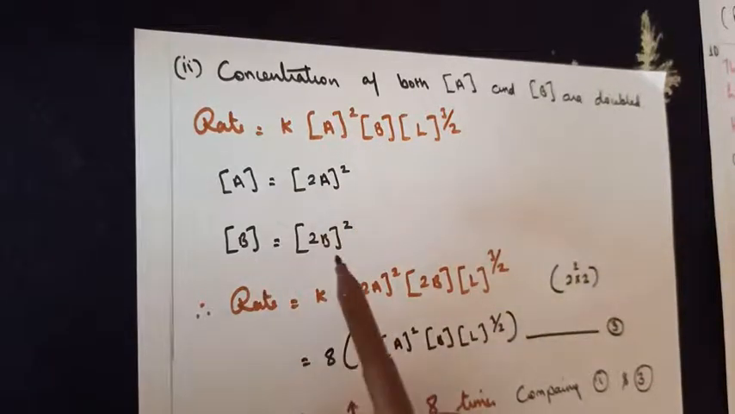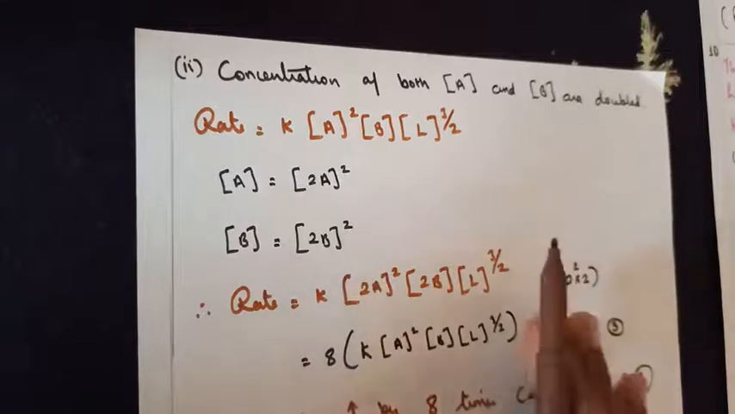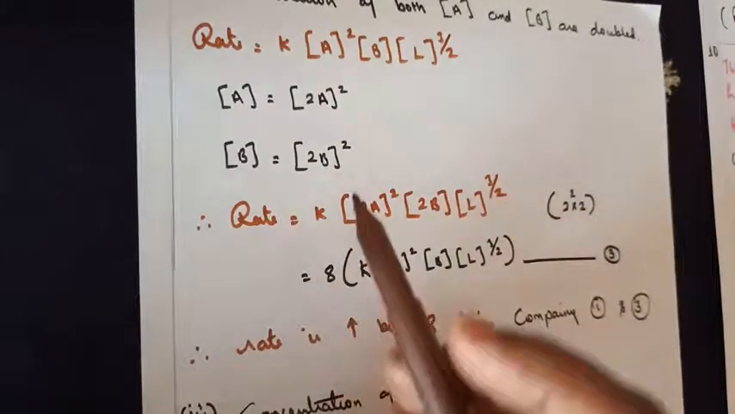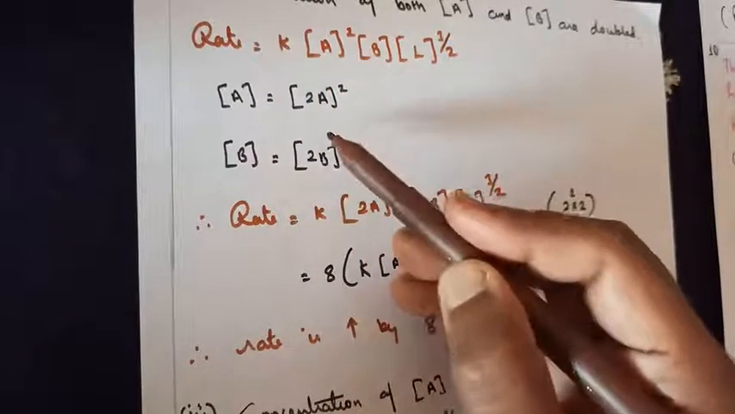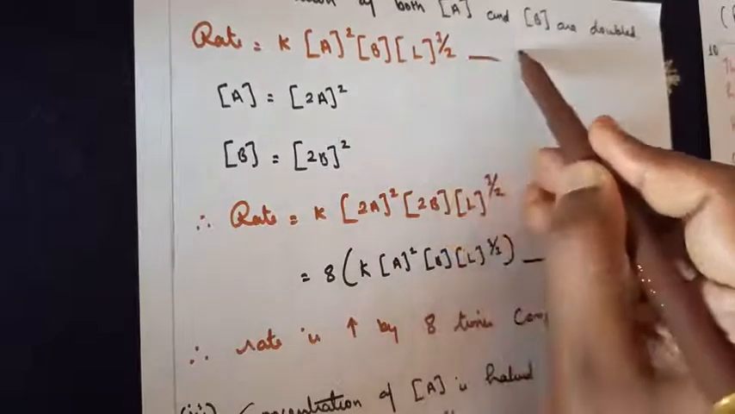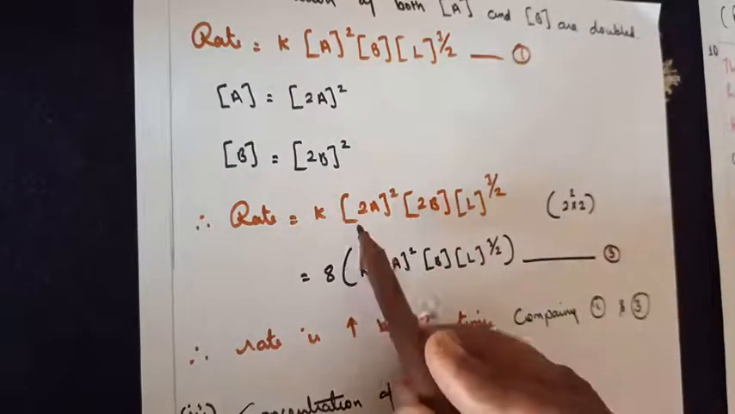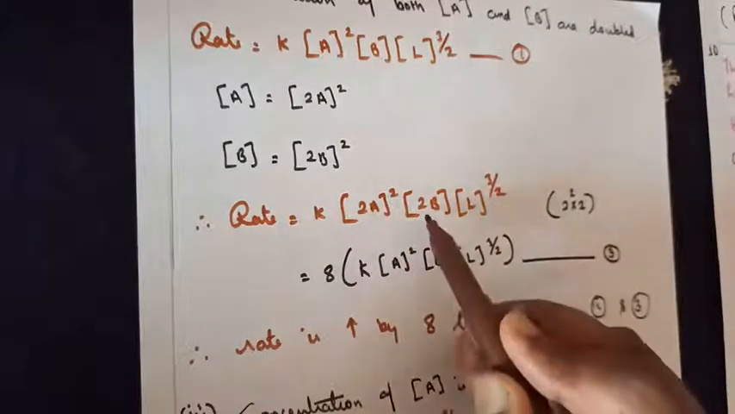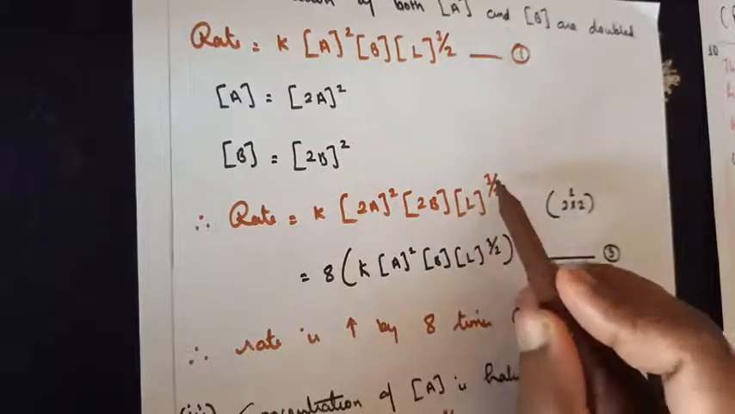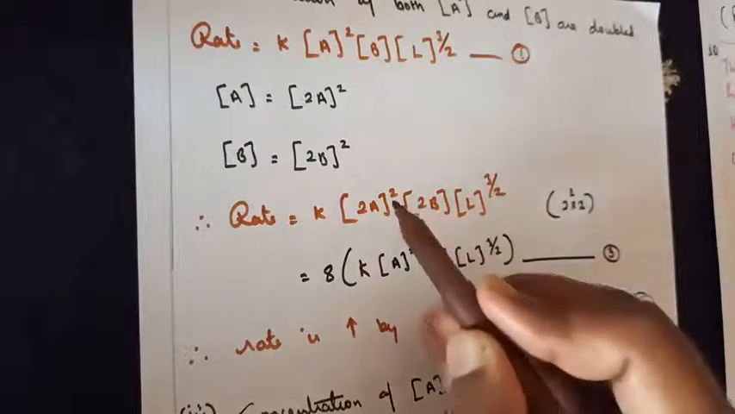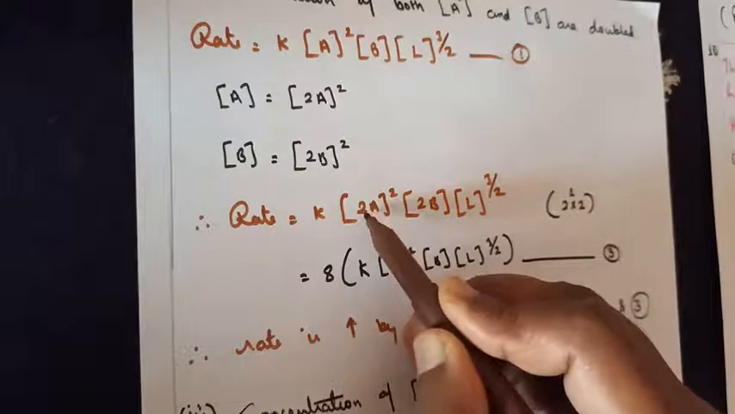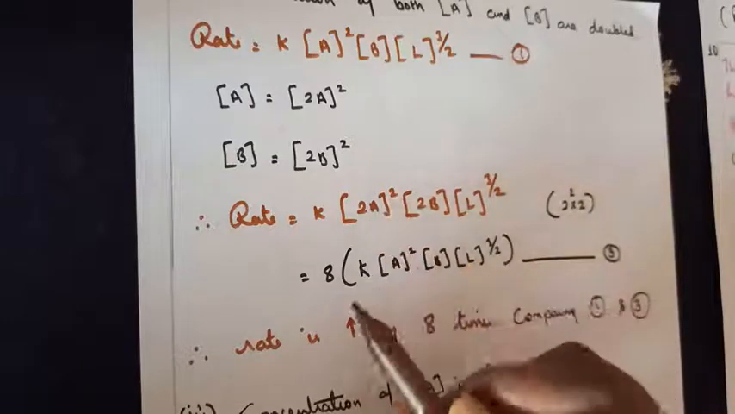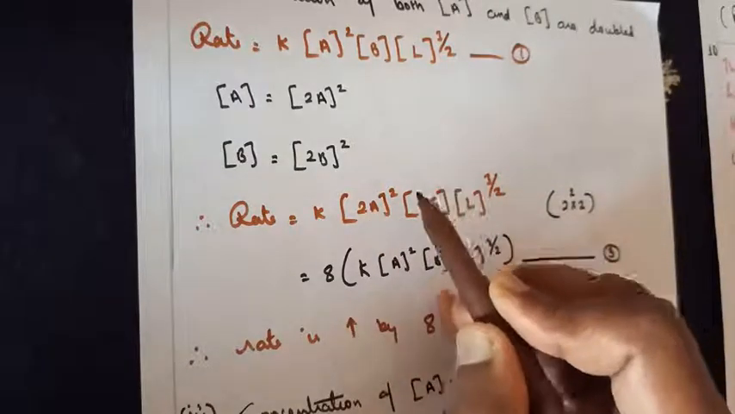B is also doubled, so 2B to the power 2. Therefore, rate is equal to, substituting these conditions in equation 1, 2A to the power 2, 2B to the power 2, and L to the power 3 by 2. Now you know that 2 is common for a numerical and 2 is also common for a variable. Variable we will leave it as it is.